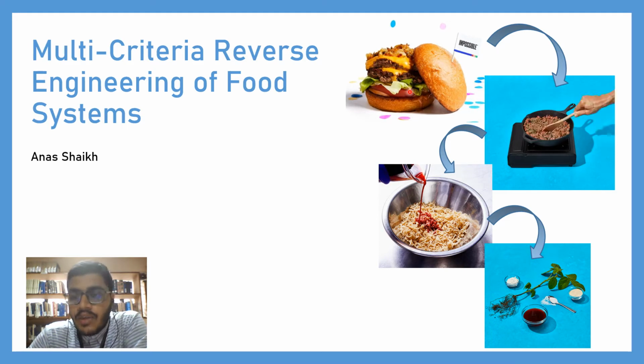So, first of all, on the very title slide, we have a very good example of how this concept of reverse engineering works. Basically, we have an Impossible Burger, as some of you must have heard about. It's actually a burger which is made up of completely plant source based ingredients. However, it tastes much like a non-vegetarian burger.